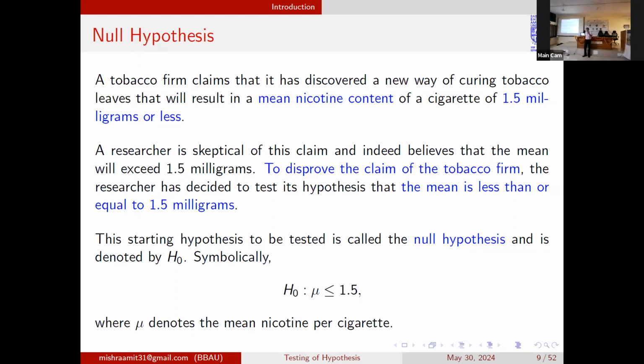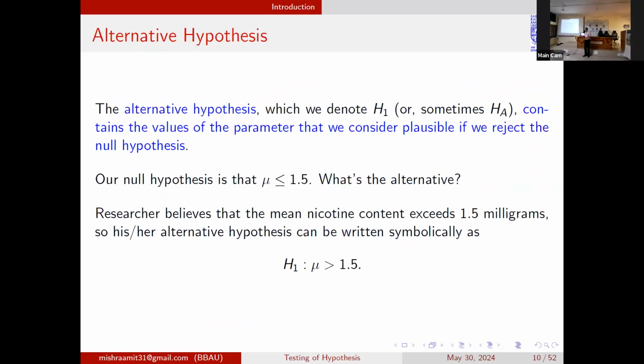Mu is the parameter. That means this is the average nicotine in the population. That is the parameter. So I have converted that hypothesis into a parametric version, and now it is a statistical hypothesis. After writing down your null hypothesis, if you reject it, what would be the conclusion? So you must have an alternate hypothesis. Because if you reject something, you have to decide something else. So that will be the alternate hypothesis.